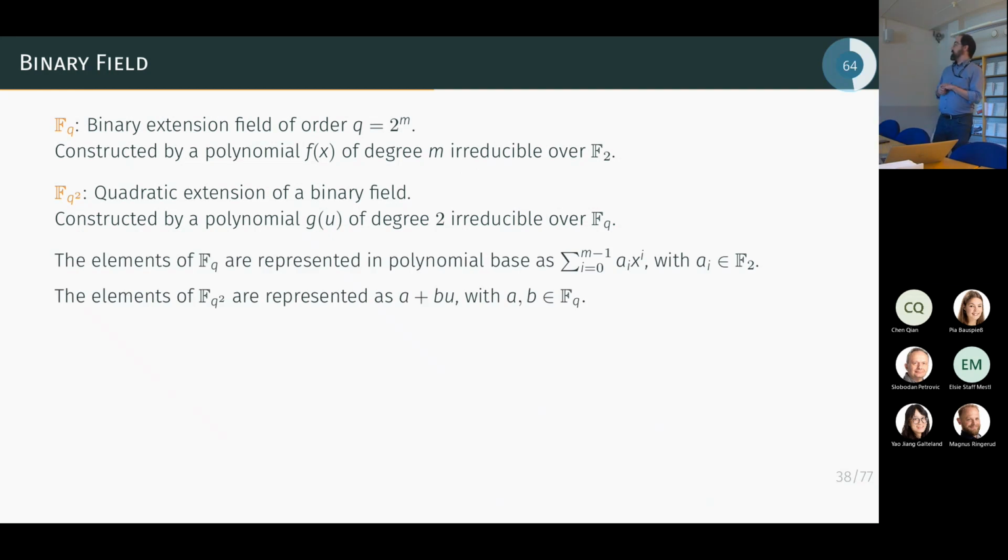And then I will represent both in polynomial basis. So the base field is represented like that. Observe that I change from z to x, just to make a difference between the abstract and the concrete. And then for the F_q squared elements, I'm using some root u, a quadratic non-residue, to define the extension.